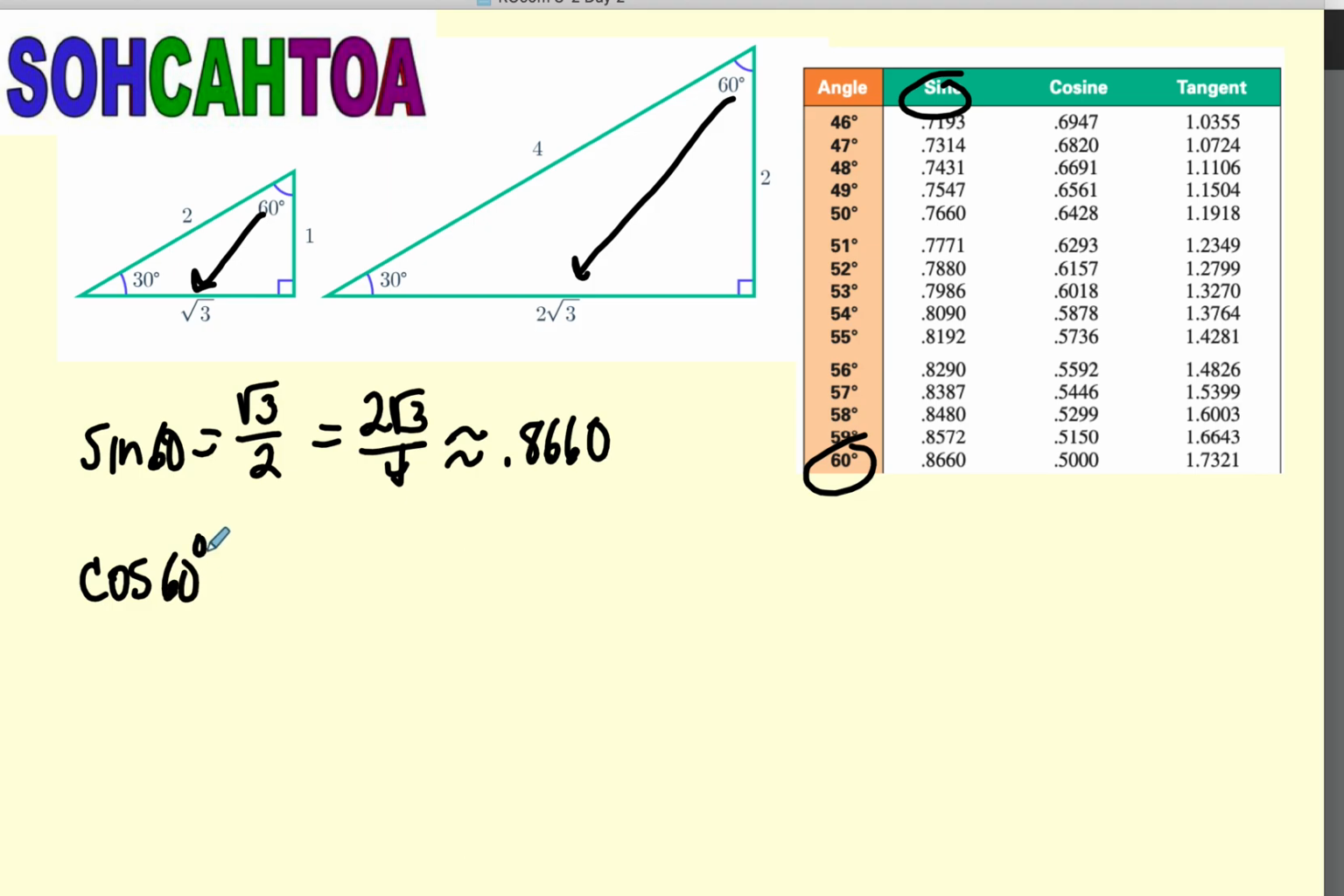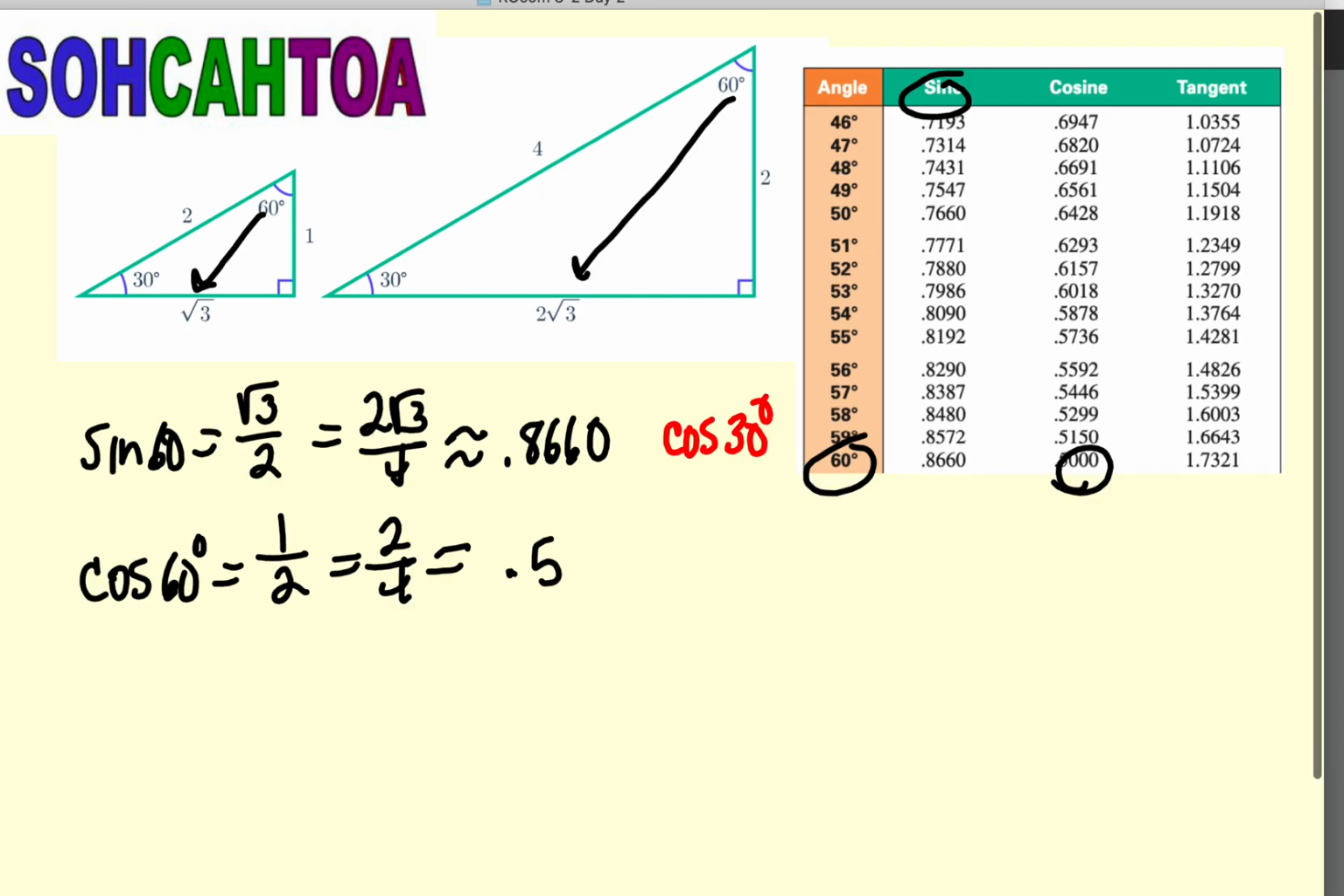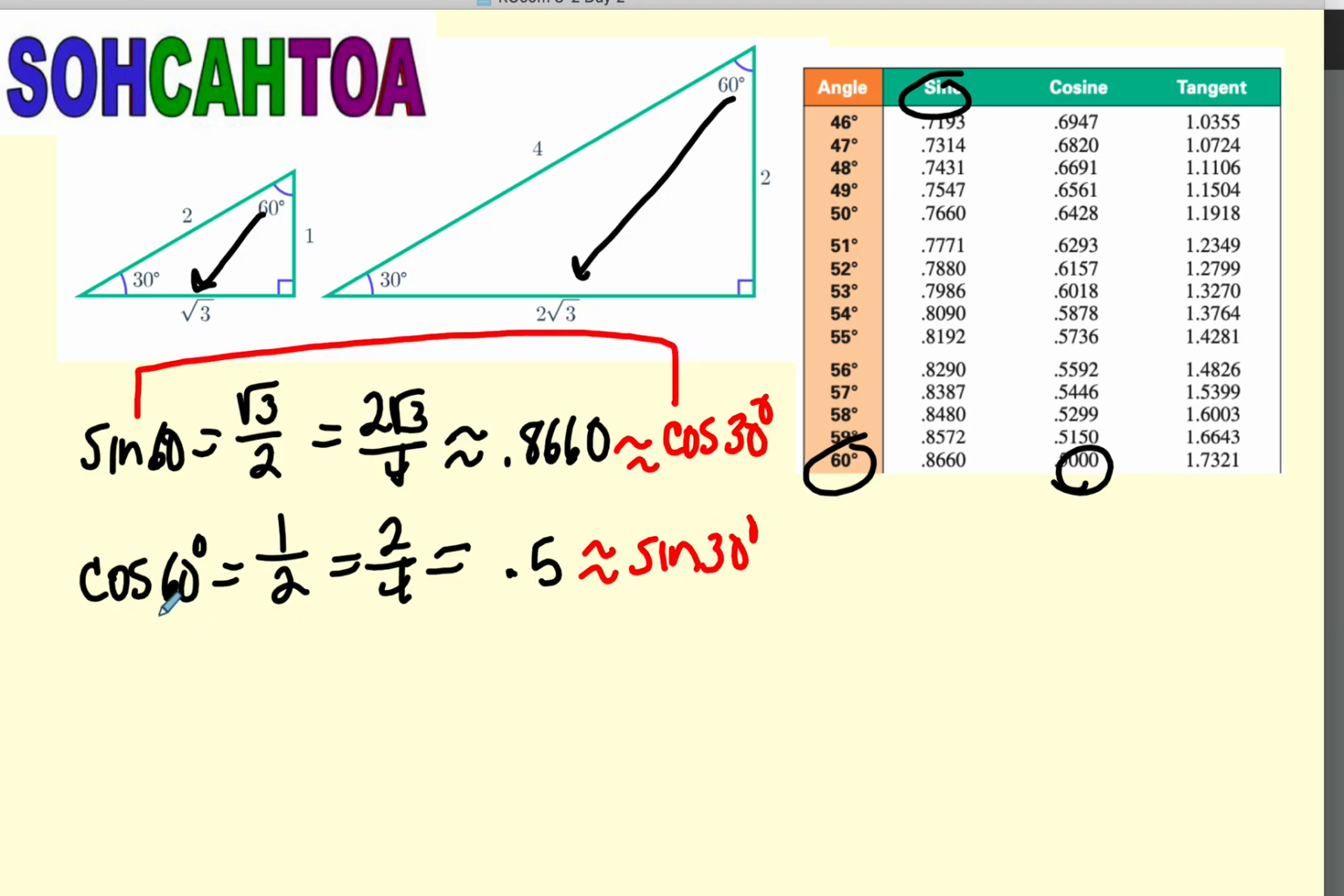Cosine of 60 degrees is adjacent over hypotenuse. Adjacent over hypotenuse, which is exactly equal to 0.5. So here's cosine 0.5. Notice that this was the same thing as sine of 30 degrees. Let's go back to the previous thing. Cosine of 30 degrees was that. So these two are the same here. And then this one is sine of 30 degrees. So it's interesting that these two have the same answer.